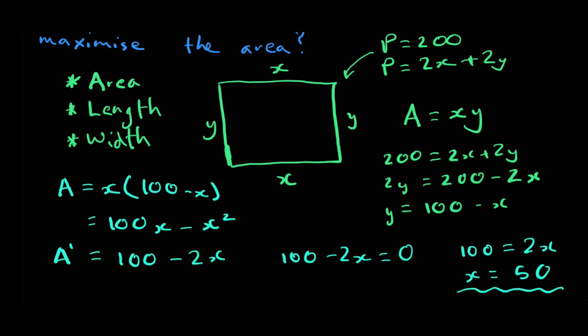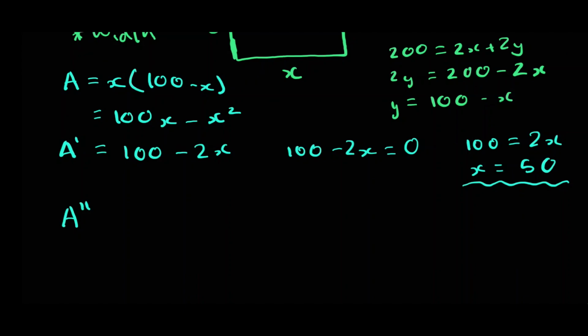So x equals 50. We're almost done now, but we can't actually be sure if it's a maximum or a minimum yet. So to know if it's a maximum or minimum, we need to take the second derivative. If the second derivative is negative, it's at a maximum, and if it's positive, it's at a minimum. And you get the second derivative by just differentiating it again. So the second derivative of area would just be -2. And therefore it's a maximum because -2 is a negative number. So the area is maximized when x equals 50.